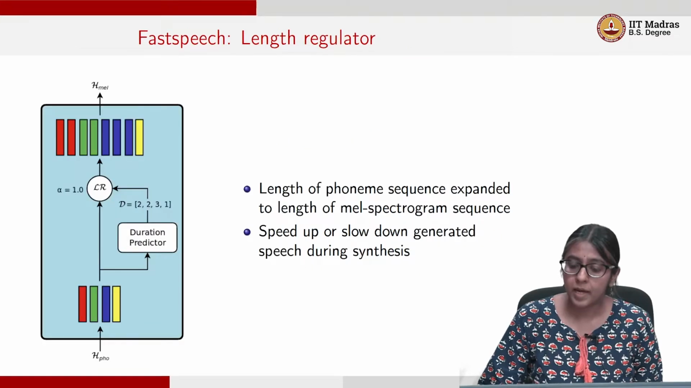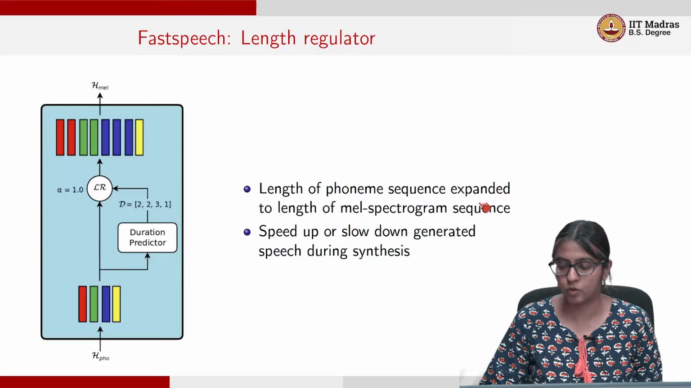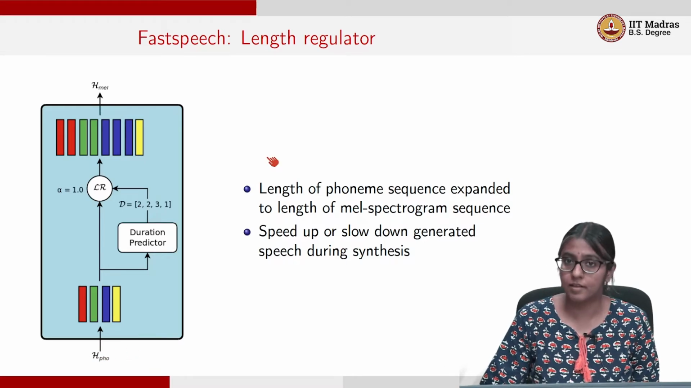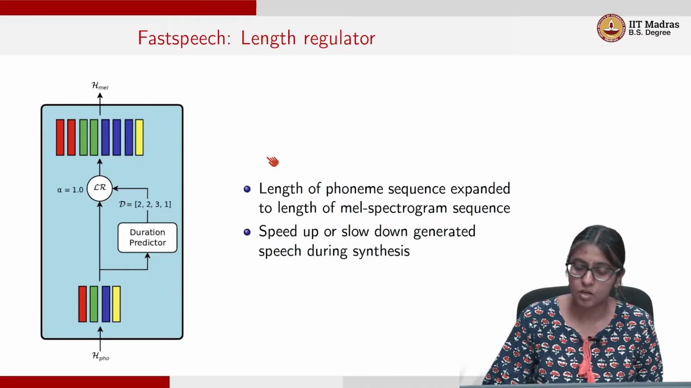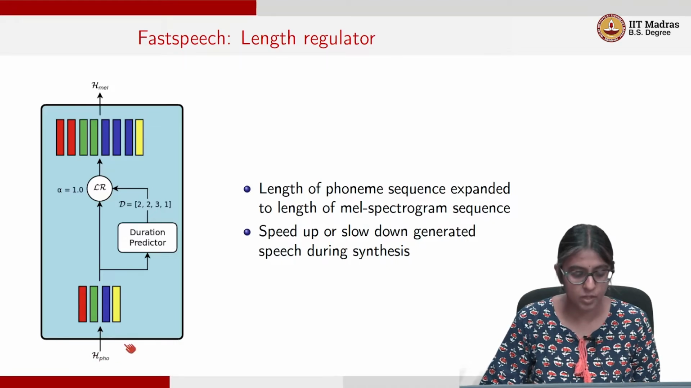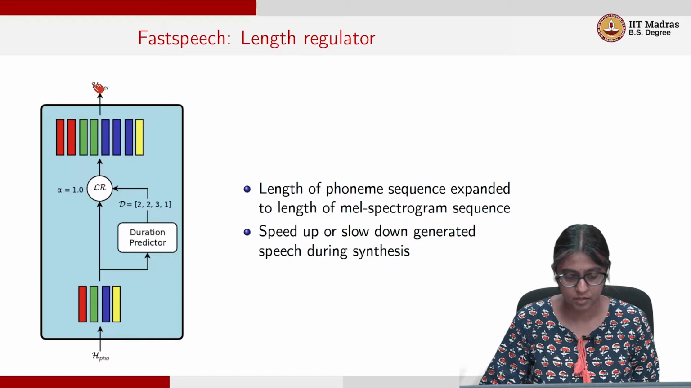We also want to expand the phoneme sequence to match the length of the MEL spectrogram sequence. I'll show you with an example. These are our hidden states at the phoneme sequence level. The function of a length regulator is to match the length of the phoneme sequence to the length of the MEL spectrogram frames. Essentially, the hidden states corresponding to the phoneme sequence are repeated to match the length of the hidden states of the MEL spectrograms.